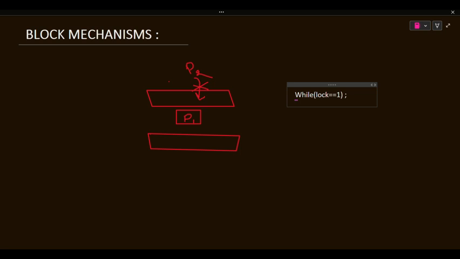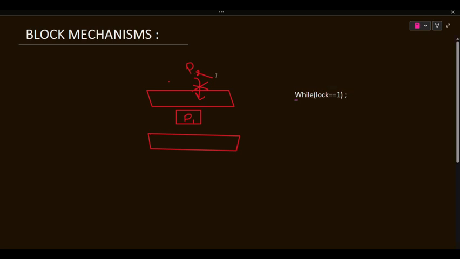So we came up with these block mechanisms. In these block mechanisms, if a process is executing the critical section, and another process which is interested to execute the critical section comes into the picture, then the process P2 is completely blocked and sent into a sleeping queue.